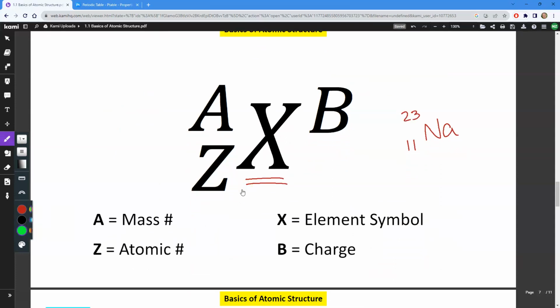And then B is our charge. Since this was an atom, it had the same number of protons and electrons, so we would not have a charge here. So we would just leave that blank. If we had more electrons, our charge would be negative. If we had more protons, our charge would be positive. But that's for a later lesson.